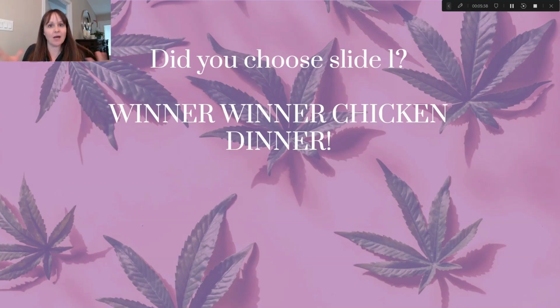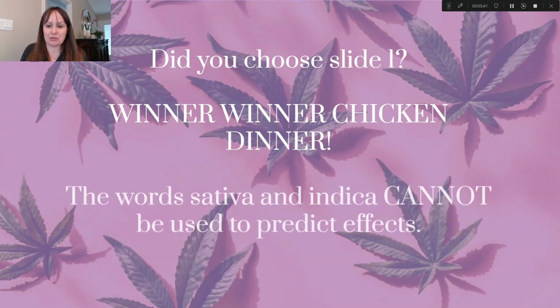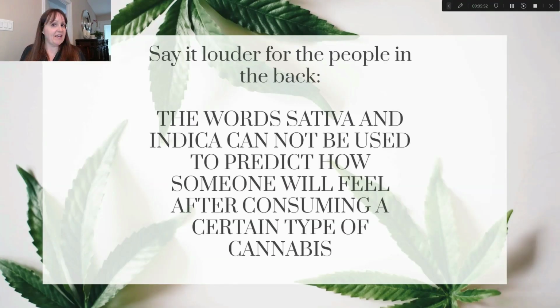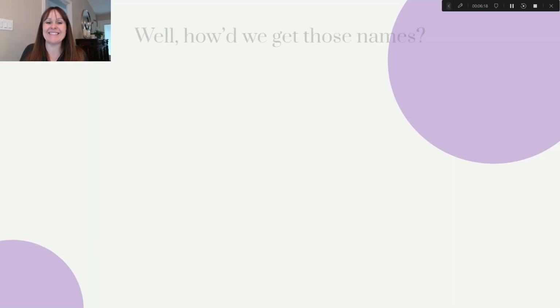And if you didn't choose slide one, I'm going to teach you why slide one was the actual answer. Sativa and indica cannot be used to predict how somebody will feel after they consume the plant. And we're going to say it again, even louder for those people in the back. You cannot use the word sativa to predict that that plant will make somebody feel uplifted, energized, bright, happy, etc. And you cannot say that if somebody consumes an indica plant, they're going to feel tired, sedated, relaxed, couch-locked. You cannot, because it's just not true.